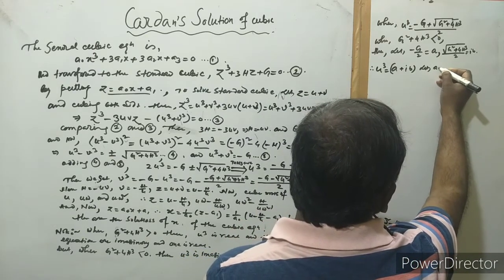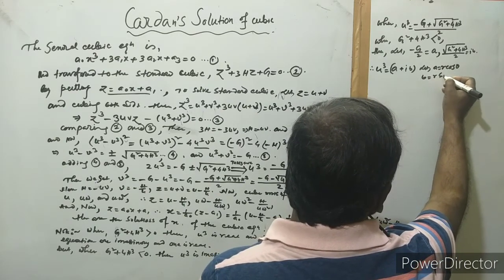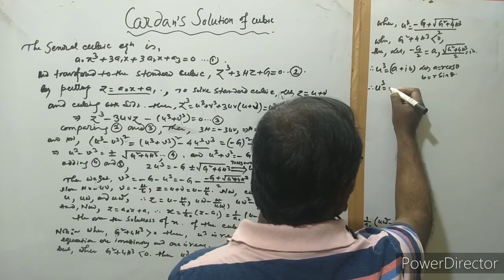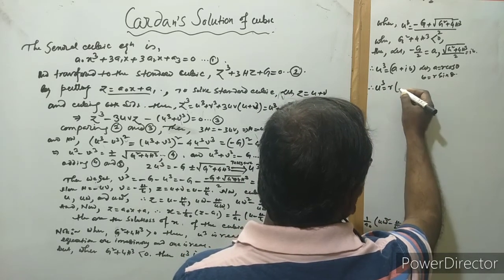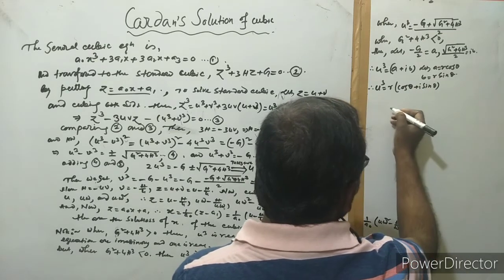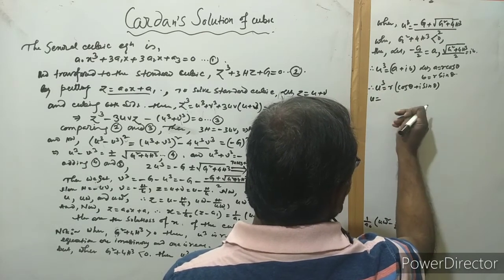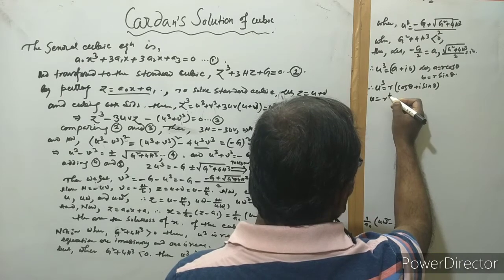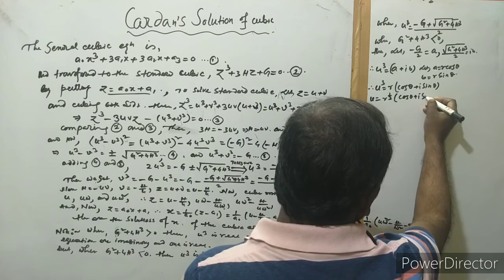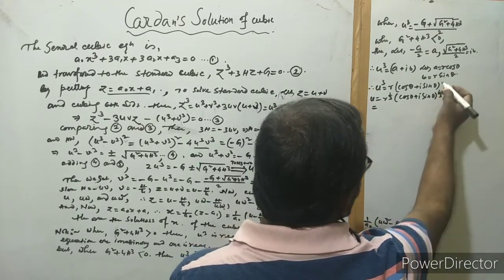Let A equal R cos theta and B equal R sin theta. So therefore U cube is equal to R, taking R common, cos theta plus i sin theta, and U is equal to R to the power 1/3 times (cos theta plus i sin theta) to the power 1/3.